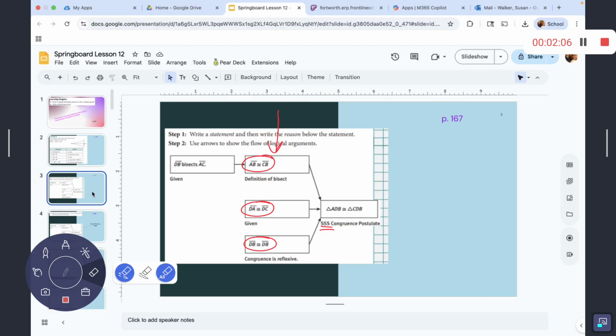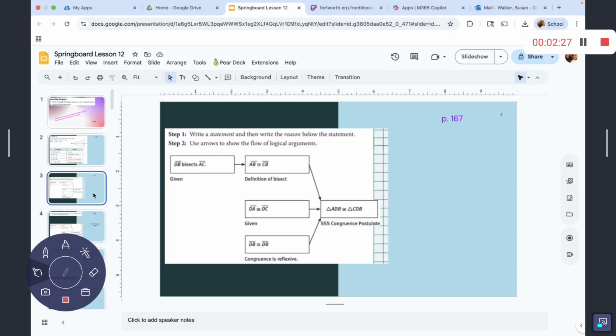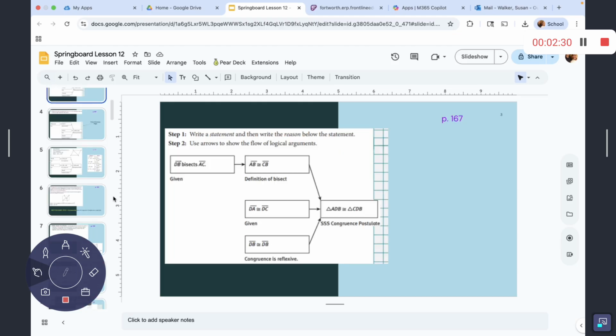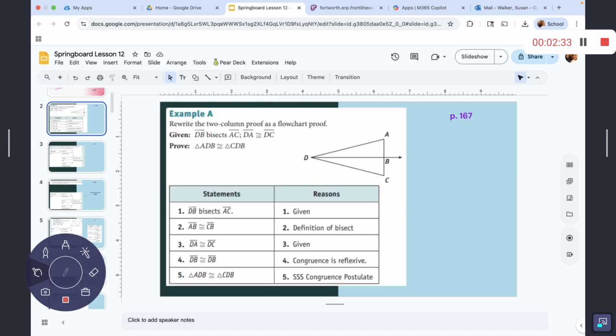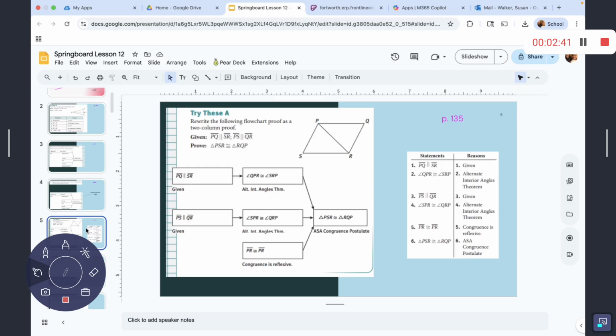Now, sometimes we use multiple steps like this to get to congruence. Once we have congruence, we might be proving something else. So the triangle congruence might lead to another piece of the proof. Okay? So we are going to look at this one right here just for a second so you can see how it works.